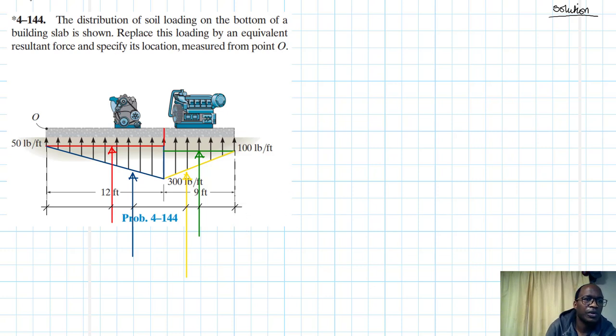Now for this one in green, which is a rectangular, we will have this height there as area. The magnitude of this equivalent force is just the area under the load diagram, which is equal to 100 times the length of this rectangular, which is 9, and this just gives us 900 pounds.